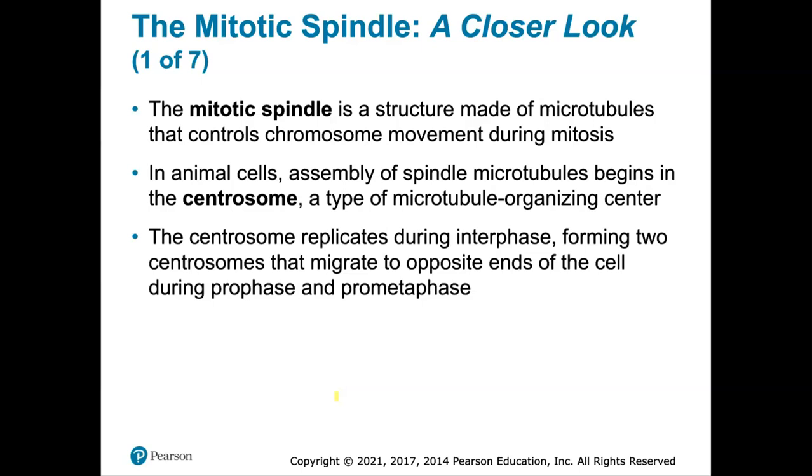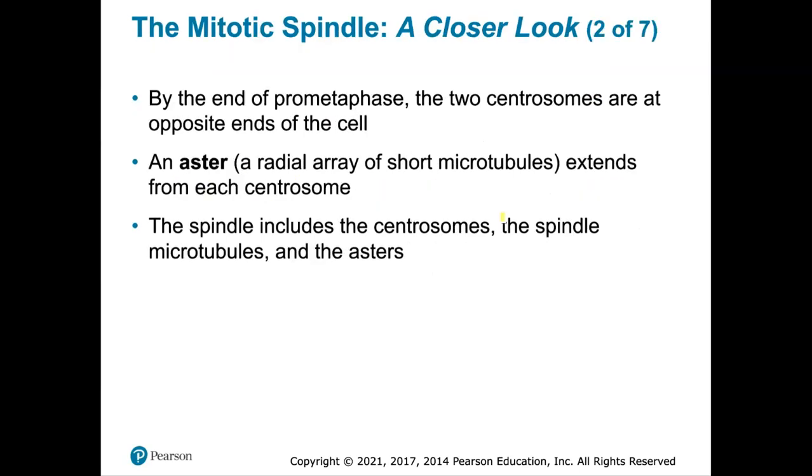A closer look at the mitotic spindle, and I'll cover this and then I'll end, and start a new recording. The spindle is made of microtubules. So you'll hear me say microtubules, spindle fibers, or spindle microtubules. It's a structure made of microtubules that controls chromosome movement during mitosis. And the centrosome is a microtubule organizing center, and it contains centrioles, at least in animal cells. Plant cells actually don't have centrosomes or centrioles. But the centrosome is going to produce the microtubules for mitosis.